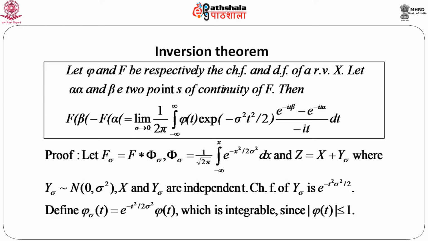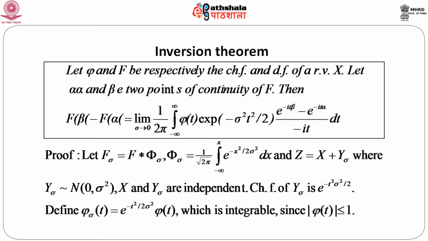But remember, this expression involves two things, one is the integration, another is one limit. So, after integrating we will get something, and when you take the limit of that expression as sigma tends to 0, what we get is the distribution function, or rather capital F beta minus capital F alpha, this probability. That means, this gives you the probability that x lies between alpha and beta.